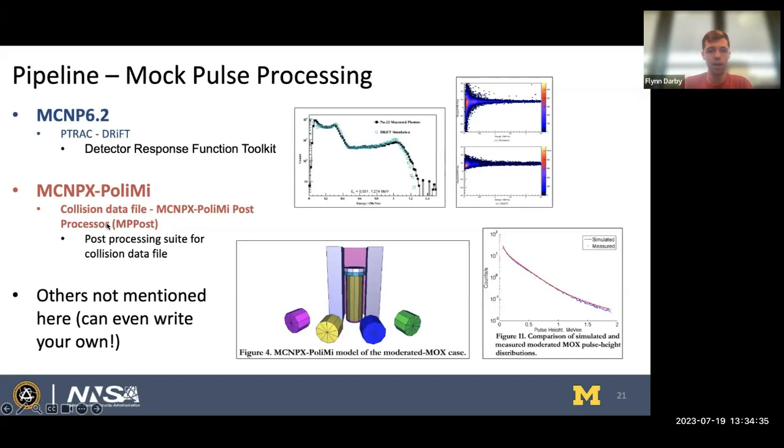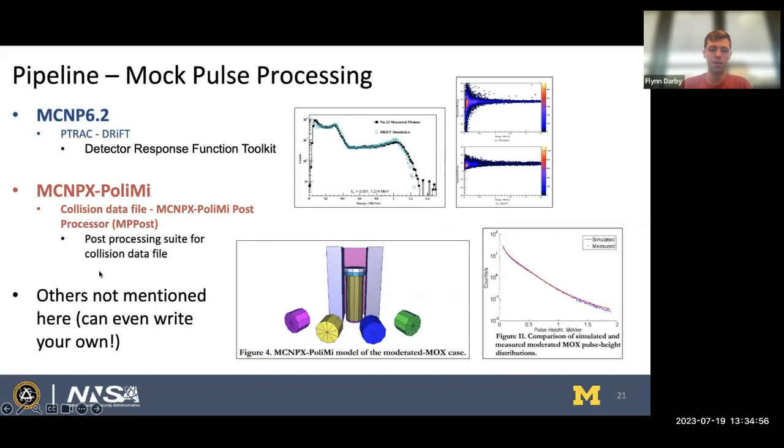For MCNP-PoliMi, the processing is quite similar, except instead of looking directly at PTRAC, we are looking at the collision data file, which I described earlier. You can use this software called MPPost, which is open source. You can ask for that yourself. If you look for the manual and look for the contacts, you can ask directly for the MPPost software. We actually have a Python version in development here that we hope to share soon as a Python suite.